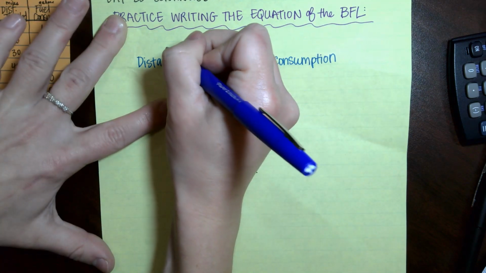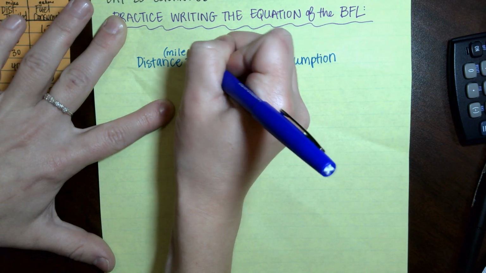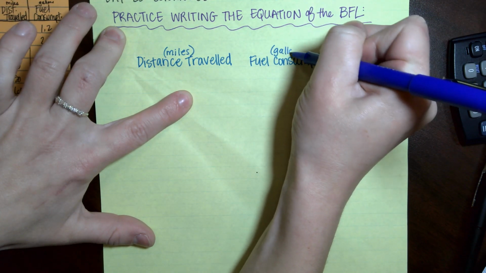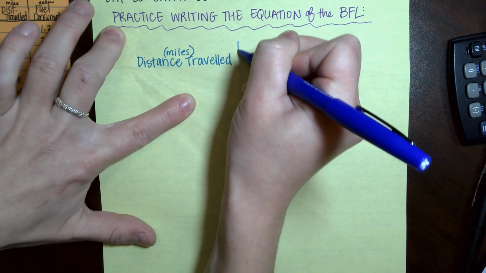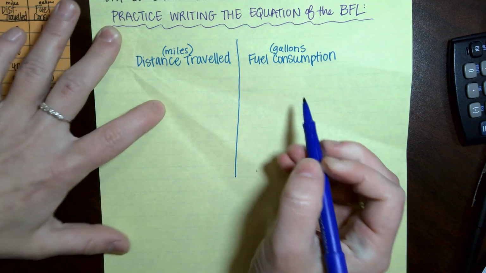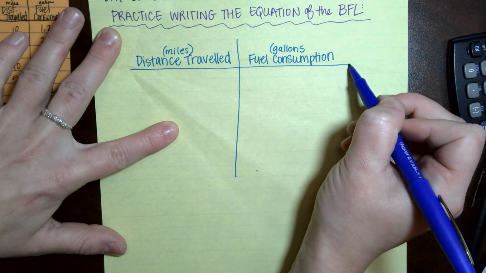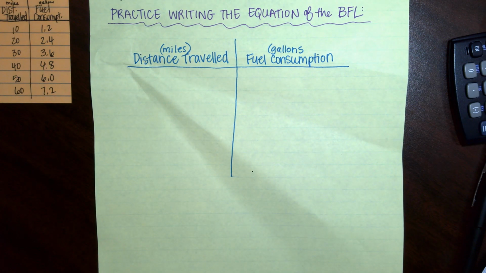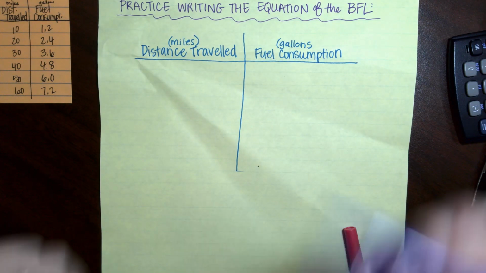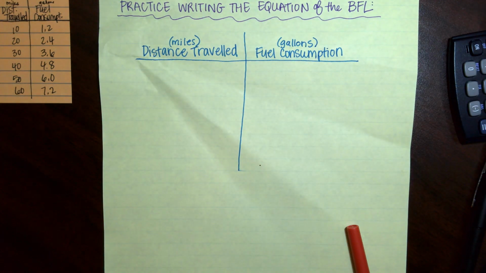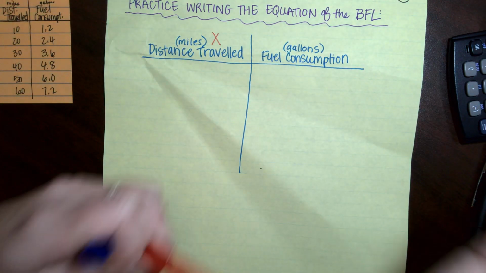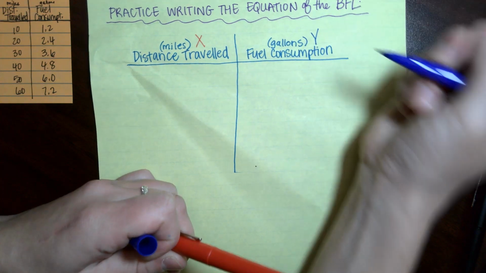So we're going to do distance in miles, and our fuel, we're going to measure that in gallons. Okay. So first of all, which is going to be our x values? Which is going to be our y? Miles is going to be the x. Yes. Absolutely. We're going to call miles our x value. We're going to call fuel consumption our y value.